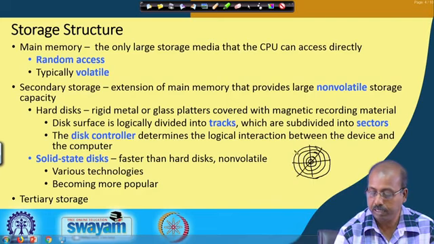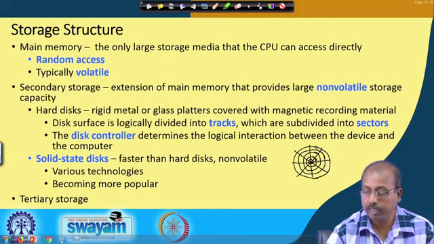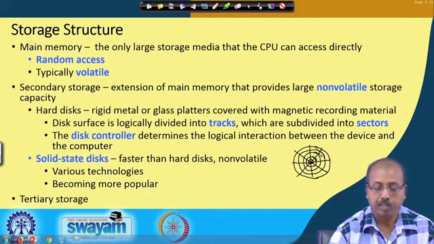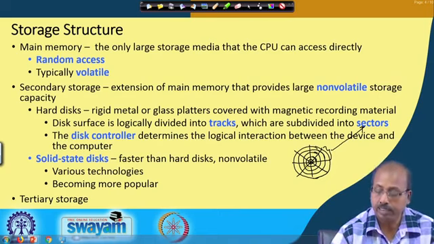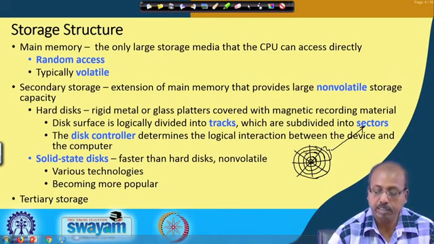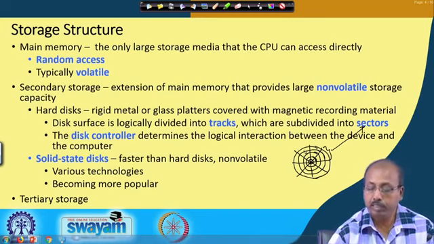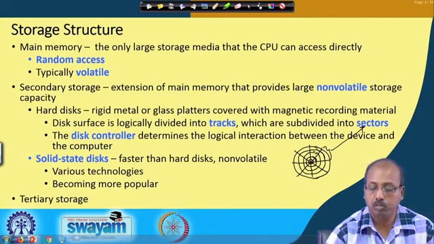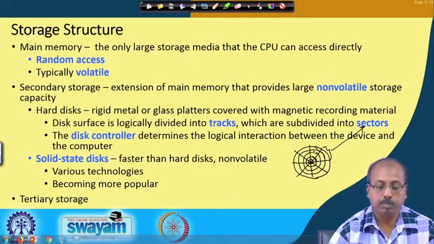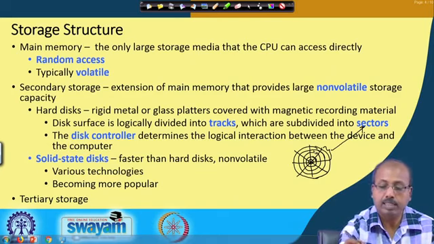Though it appears that the sectors which are inside are of less size than the outer ones, in reality they can all hold the same amount of data. Each individual part of it is called a sector, and this individual concentric circle is a track. A disk controller determines the logical interaction between the device and the computer. Your individual access is in terms of sectors, so it will be reading from a sector and transferring the control to the computer. These are the hard disks that we have.